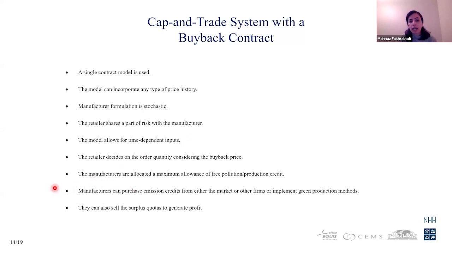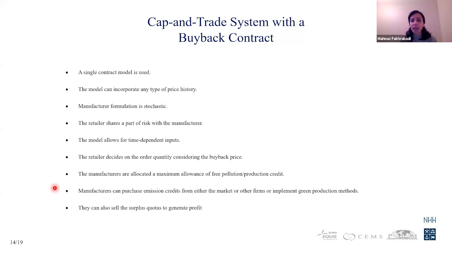The manufacturers are allocated a maximum allowance of free production in a cap and trade system. So if he finds the optimal order quantity lower than that, he has a surplus quota that he can sell to the market or to the other manufacturers. But if he finds his optimal value over this line, he can buy them from the other manufacturers or from the market.